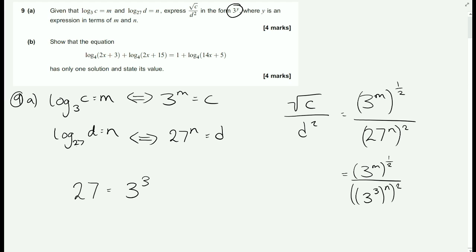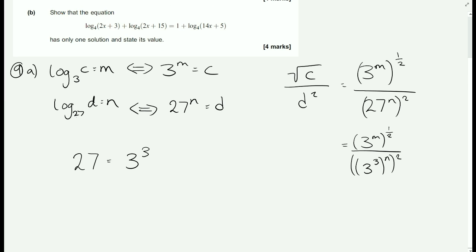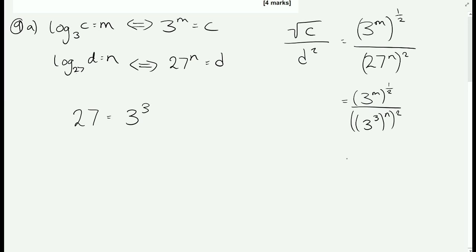Okay, so we know from our index rules from GCSE that if you've got an index raised to another index, you just multiply the indices together. So I've got 3 to the m over 2 divided by 3 to the, now I've got 3 times n times 2, so it's 6n.